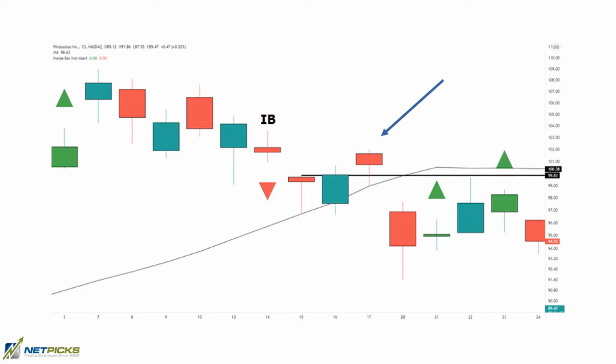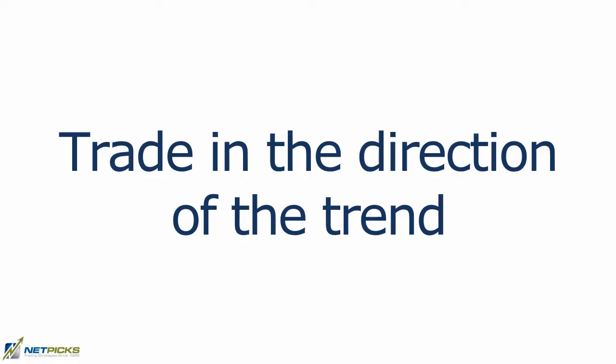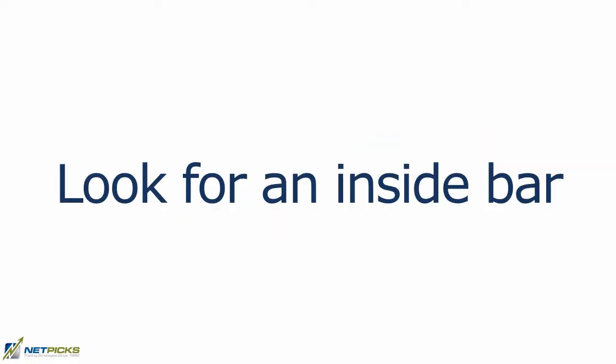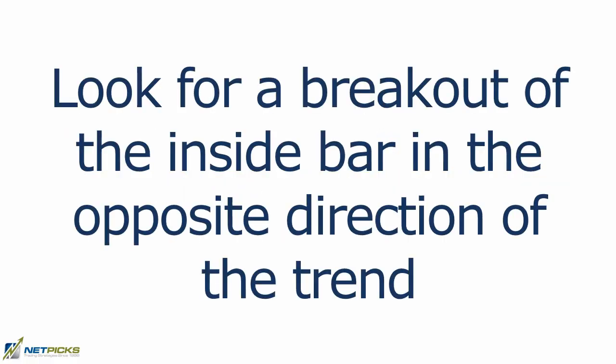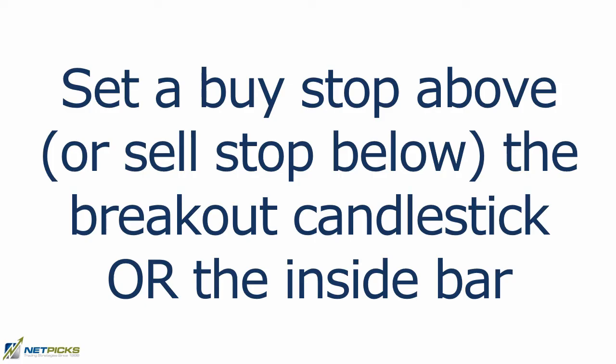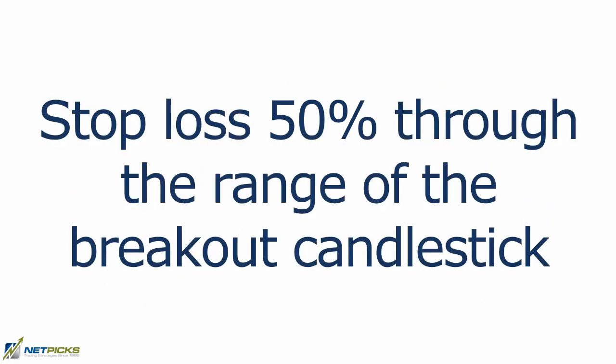So what do we have so far? We have trading the direction of the trend. We have looking for an inside bar. We have a look for a breakout of the inside bar in the opposite direction of the trend. Set a buy stop order above or a sell stop below the breakout candlestick or the inside bar. Set a stop loss 50% through the range of the breakout candlestick on the trade trigger.